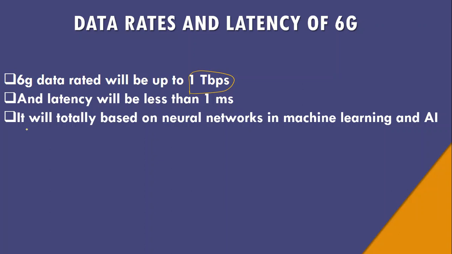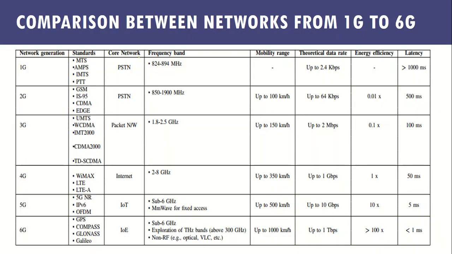So this 6G is totally based on neural networks in machine learning. Next is the comparison between the networks from the first generation to the sixth generation of the mobile communication system. The first one is 1G, which we have discussed.